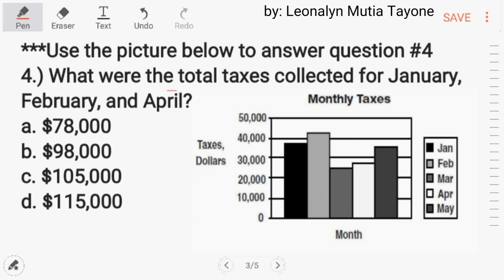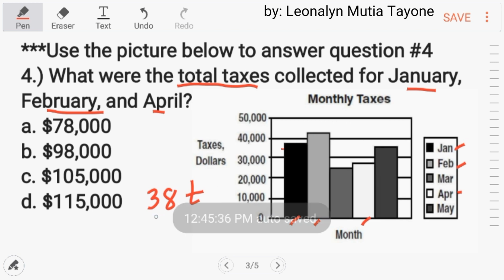Use the picture below to answer question number 4. What were the total taxes collected for January, February, and April? So, ito yung January, February, and April. I-add lang natin siya. Si January, mga 35, 36, either 37 siguro or 38. Let's say 38,000. Si February ay mga 41 or 42. Let's say 42,000. Ito namang si April, mga 25 or 26 or 27. So, i-approximate natin yan.